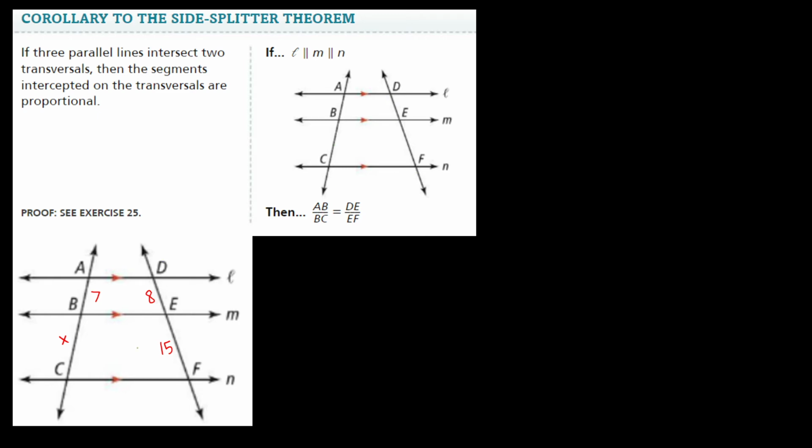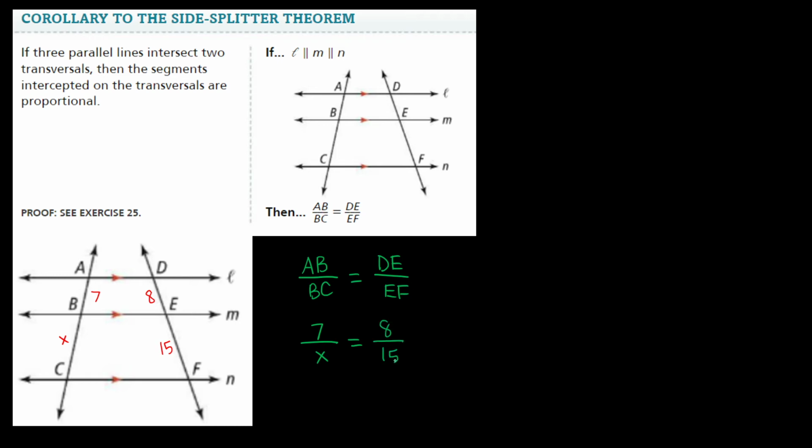So for example, looking at the bottom left here, I have some values for those segments, and I want to know what is the value of X. So we're going to set up the simple proportion again, just using the proportion given to us. AB to BC is equal to DE over EF. The ratios of these segments are proportional. So let's fill in what we know. AB is 7, BC is unknown, and then DE is 8, EF is 15.